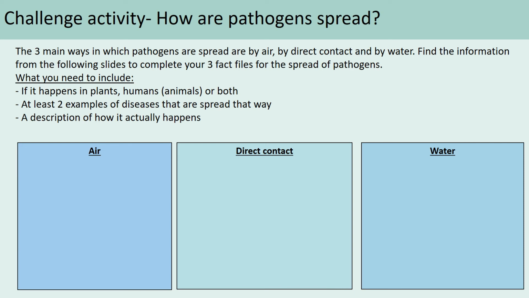So what we're going to do now, so we've looked at some of the differences between bacteria and viruses. We've looked at a couple of examples of the diseases. What we're going to be finishing up with is how they spread. There are three main ways in which pathogens are spread. They're spread by the air, by direct contact, and by water.